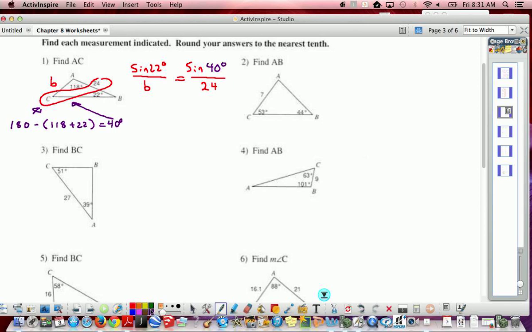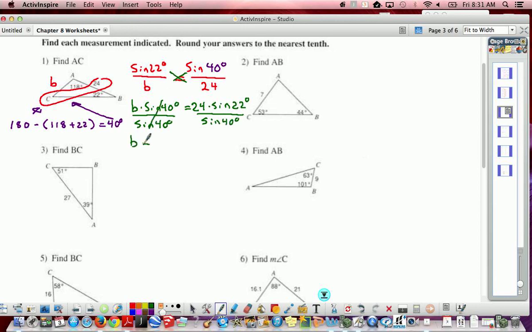Now that I have my two ratios equal to each other, or I have my proportion, I can cross multiply. So b times sine of 40 is equal to sine of 22 times 24. I like to write the numbers first, so you'll see me always put b in front of the trig function and the number in front of the trig function. So now I need to just get b by itself. So I can divide both sides by the sine of 40.